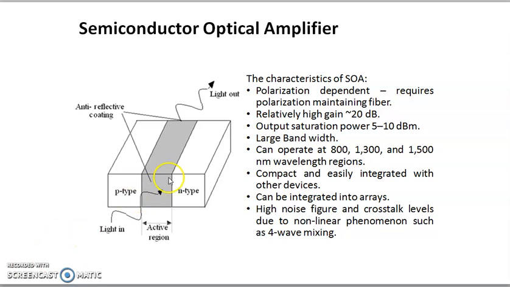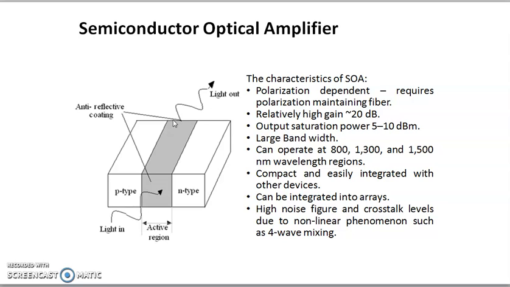It has an active medium and an active region through which light propagates, and this active medium has an anti-reflective coating on both sides of the amplifier. The reflectivities are small there, so that light propagates through the active medium.